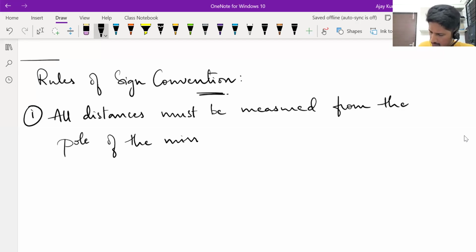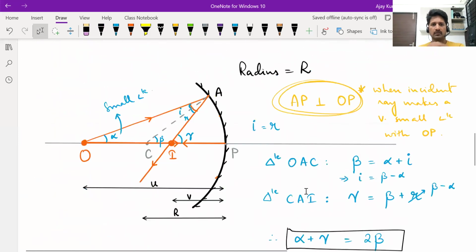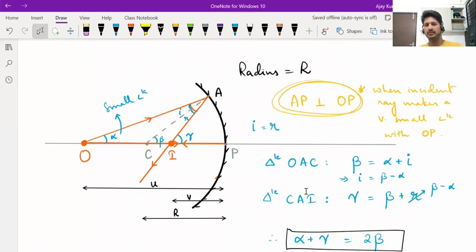How do you get this pole point? Which point of the mirror should be taken as the pole? It's the point where the line connecting object and center meets the mirror. Like in this case, this point P itself is the pole. From object, you connect the center and extend it onto the mirror. That point is what you call as pole. And that line connecting object, center, pole, and extended beyond, it's called the principal axis.